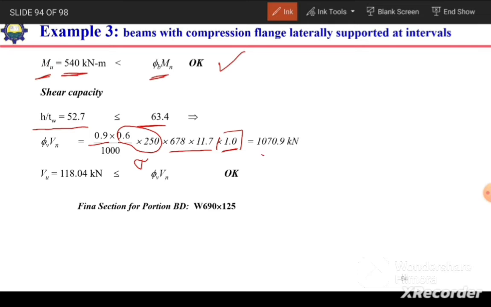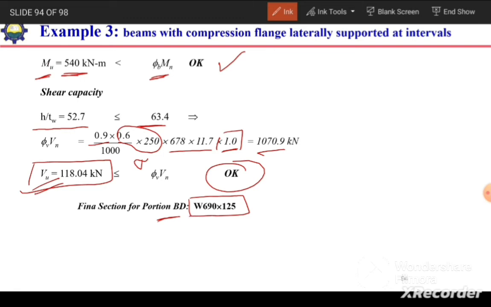So it comes out to be 1070, and the maximum shear in the beam is 118. So the capacity of the section is larger than the applied shear, so it means it's okay. So for the segment BD, our final selection will be 690 into 125.